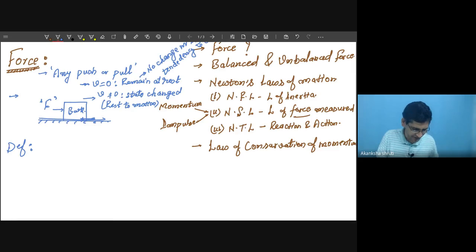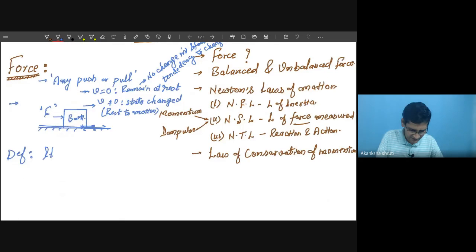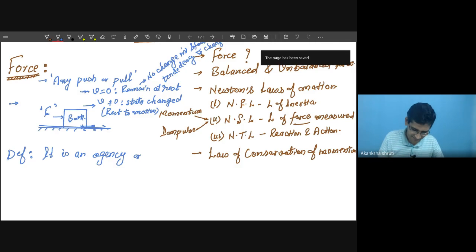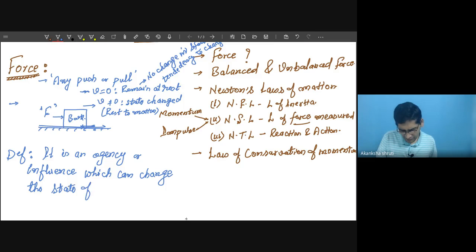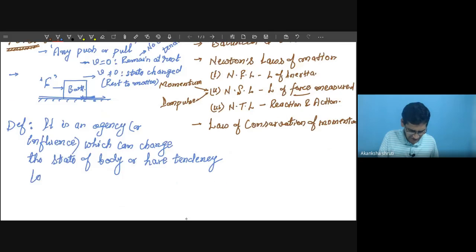So what you have to write as the definition is like this. Force is an agency or also called an influence which has the tendency to change the state, which can change the state of a body, or has the tendency to change the state of a body.